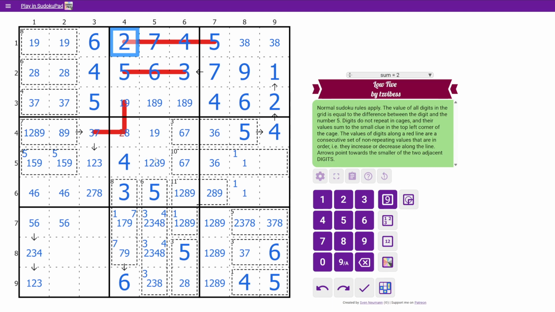2. Alright. 2 goes in one of those. So you can see our values along the line. 0, 1, 2, 3. Our values along this line, 0, 1, 2. Not confusing at all, right?